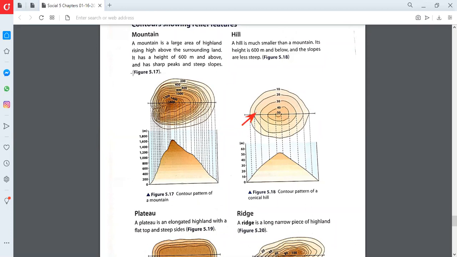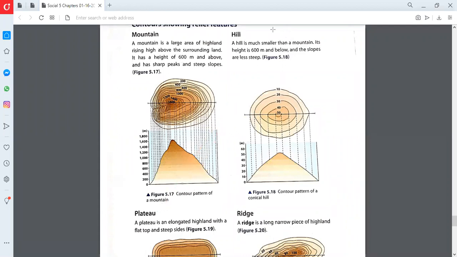So sharp means steep. Sharp edges means steep. STEEP. So the word steep is used for sharp. Less steep means less sharp. Okay. Then we see about the plateau.